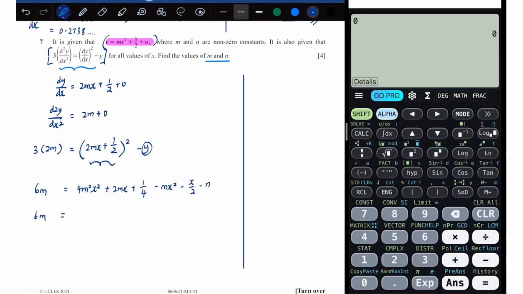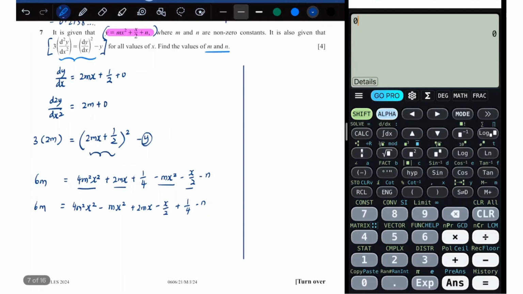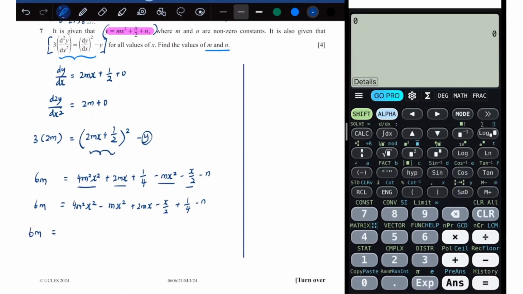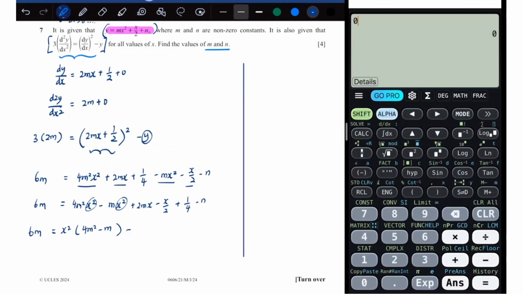So group all those with the x squared together. So that will give us 4m squared x squared minus mx squared, and group the ones with x together, plus 2mx minus x over 2, plus 1 over 4 minus n. So for this one, it's a little bit tricky, but I would advise you to take out the common term. Since this is x squared, I would take it out to make comparison, 4m squared minus m. Okay, and I'll just take out the x as well, so I can compare 2m minus 1 over 2, plus 1 over 4 minus n.